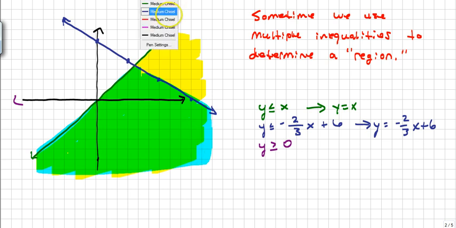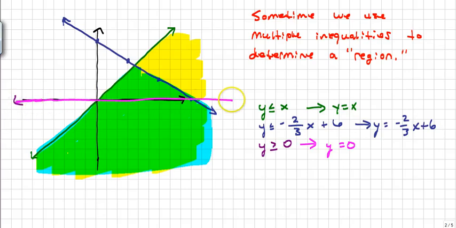And then my last line is going to be y equals 0. So the line y equals 0, well, that's the x-axis. So that's actually already drawn for me. That's right here, the x-axis. And I'm shading above this. So for this one, I'm going to use purple, and I'm going to shade above. But the only part that I'm going to have to shade is this triangle right here.